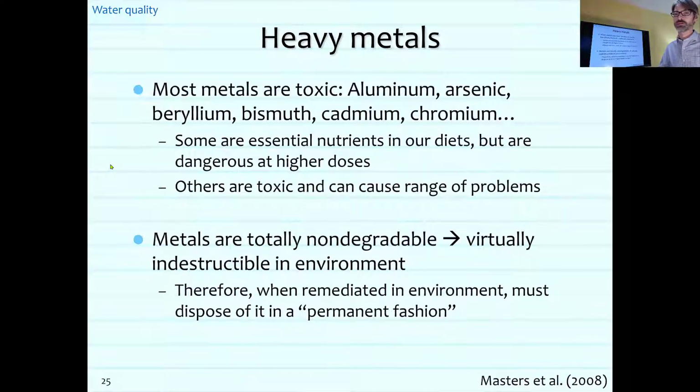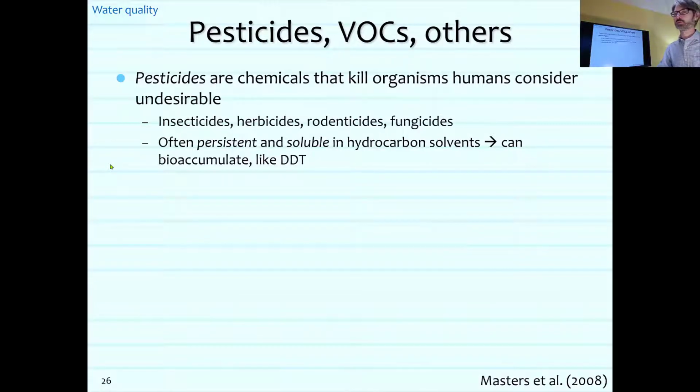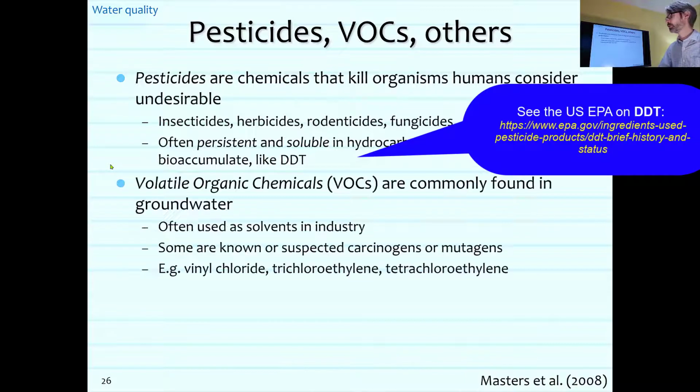Another class of water pollutants are pesticides, volatile organic chemicals, and others. Pesticides are chemicals that kill organisms that humans consider undesirable. We use insecticides, herbicides, rodenticides, and fungicides, for example. The problem is that these chemicals are often persistent and they're soluble in hydrocarbon solvents, and so then they can bioaccumulate, like DDT, which you've probably heard of.